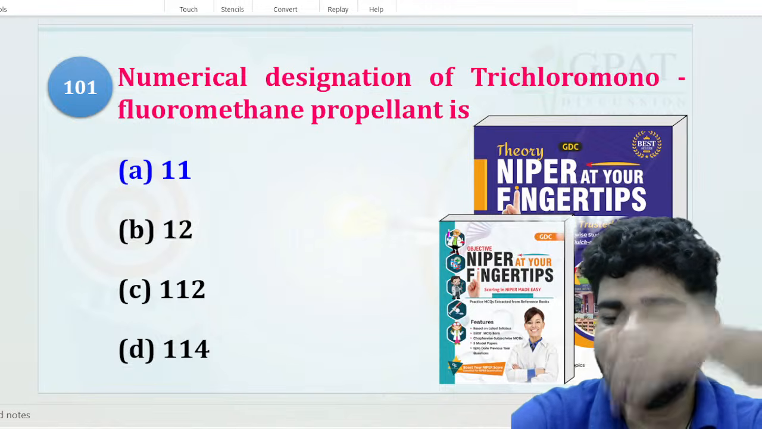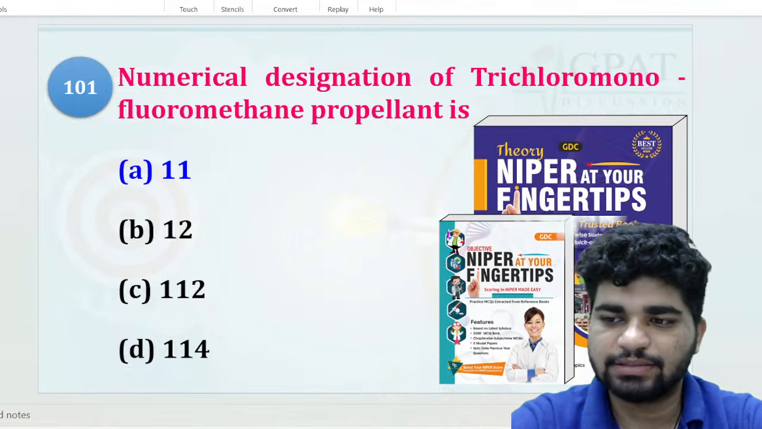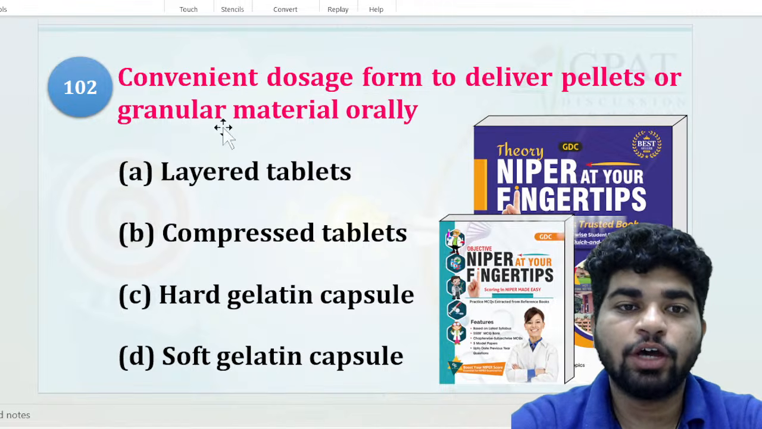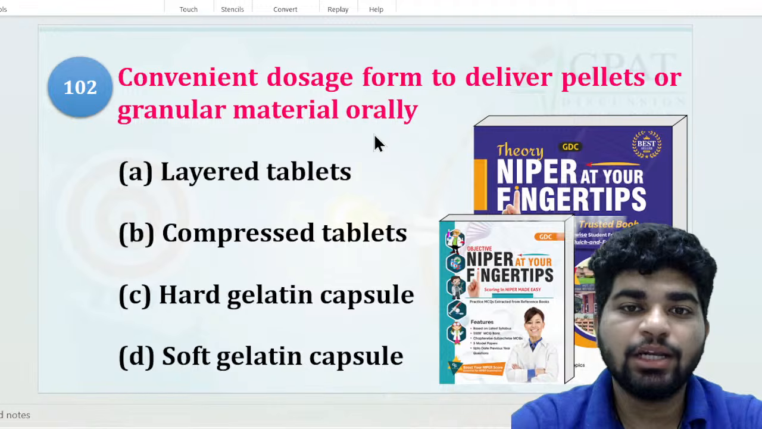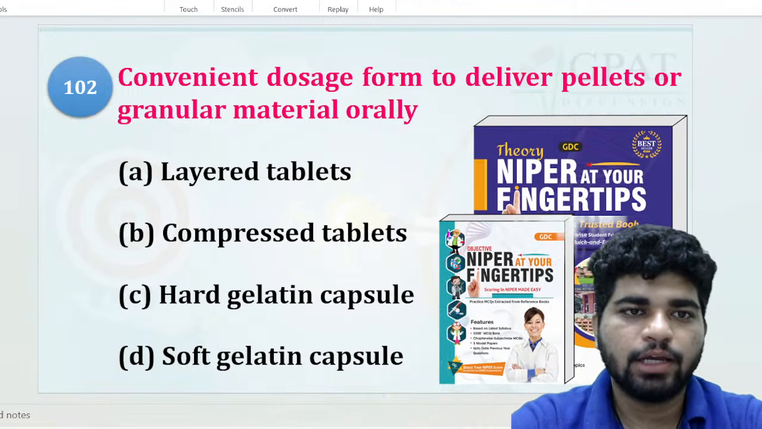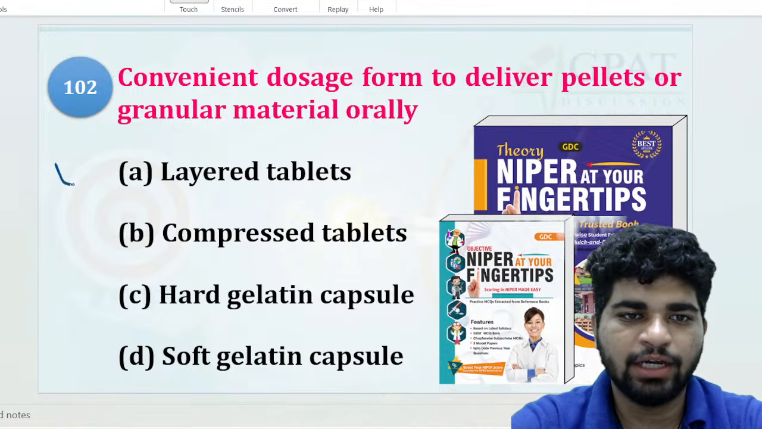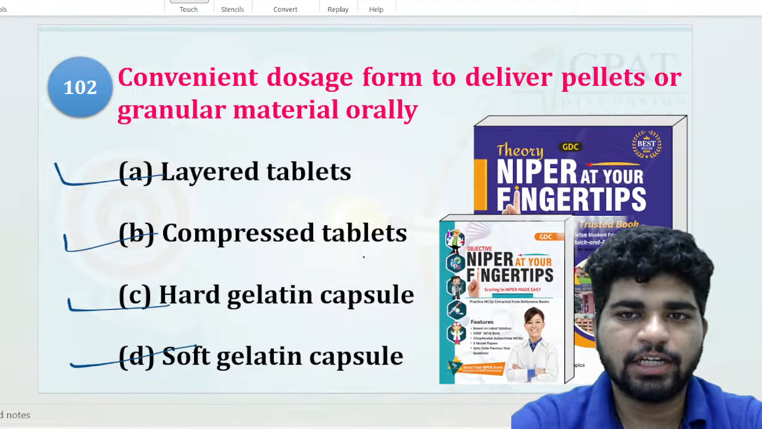Simple. Right? One is going to be your correct. Exactly. Now, convenient dosage form to deliver pellets or granule material orally. Is it your layer tablets, compressed tablets, hard gelatin capsule, or soft gelatin capsule?